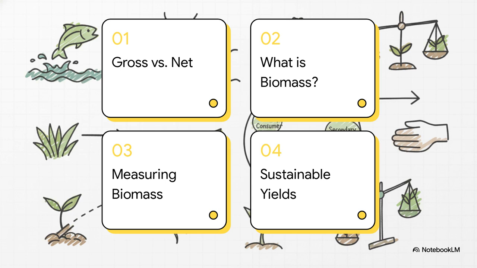All right, here's our game plan. We're going to tackle this in 4 parts. First, we'll look at gross versus net productivity. Then, we'll get a handle on what biomass actually is, and of course, how you measure it. And finally, we'll connect all of that to something super important: sustainable yields.